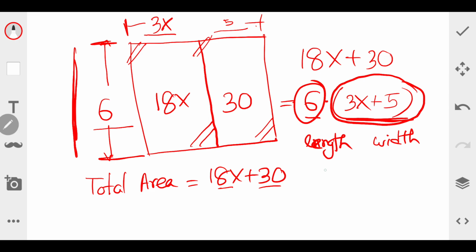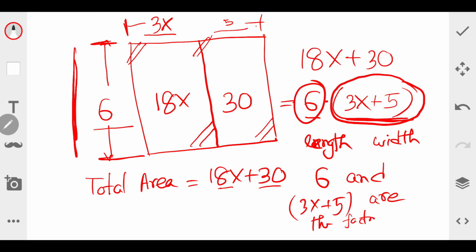So I'm going to write this here using the definition of factoring: since 6 and 3x plus 5 are multiplied to get 18x plus 30, that's why 6 and 3x plus 5 are the factors of 18x plus 30. Okay, so this is the important part to remember.